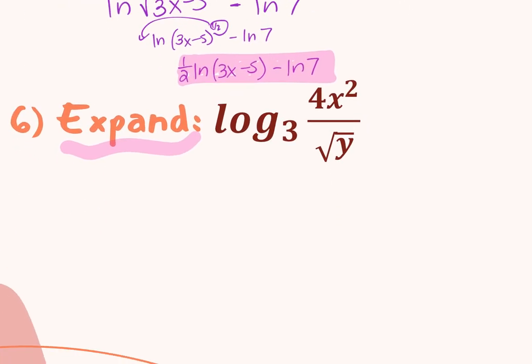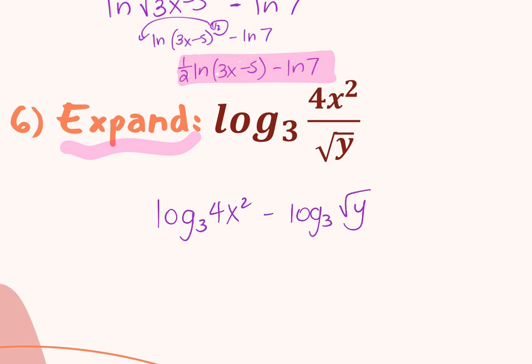All right, 6. Log base 3 of 4x squared over the square root of y. So I've got a couple things happening here. The top, I got a product, and then I also have a subtraction sign for the division bar. So it doesn't matter what order we do this, but let's do log base 3 of 4x squared minus log base 3 of square root y. So the first thing I did was separate out with the subtraction sign. It doesn't have to be the first thing you do, but that's the way my brain goes.